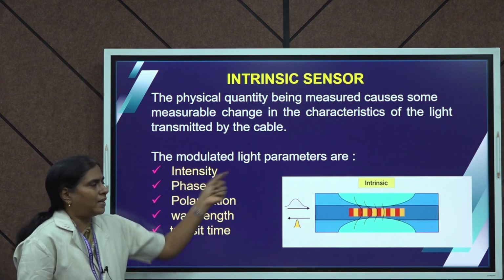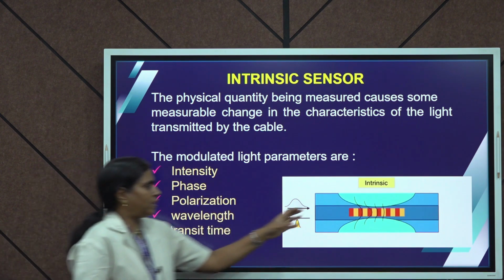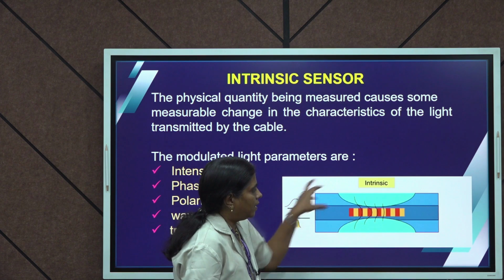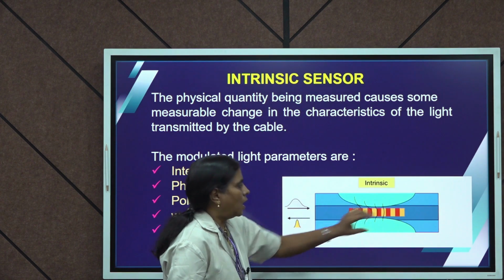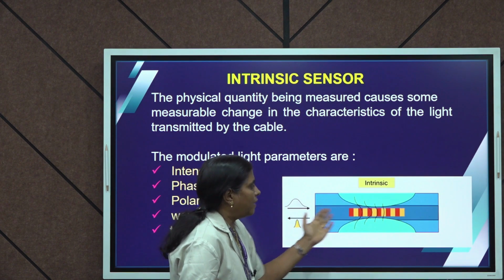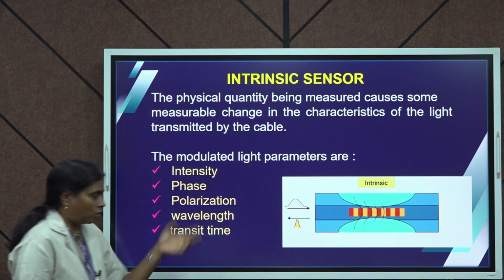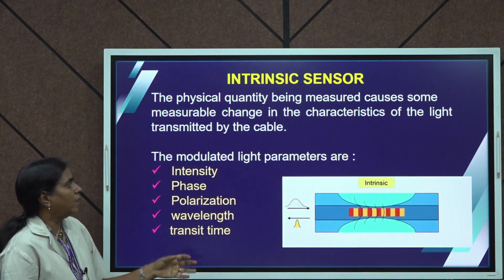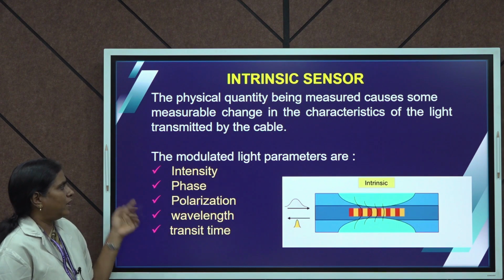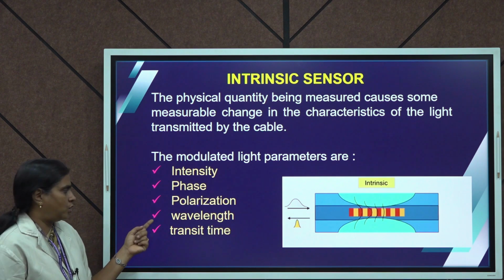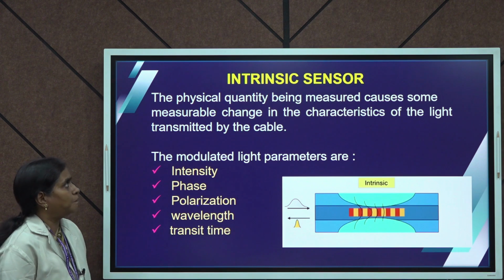So, what are the modulated light parameters? If there is a sensing area, a particular testing environment, and we put the optical fiber here, the light transmission gets affected because of the physical parameter around it. So, the modulated light parameters here are intensity, phase, polarization, wavelength and transit time.